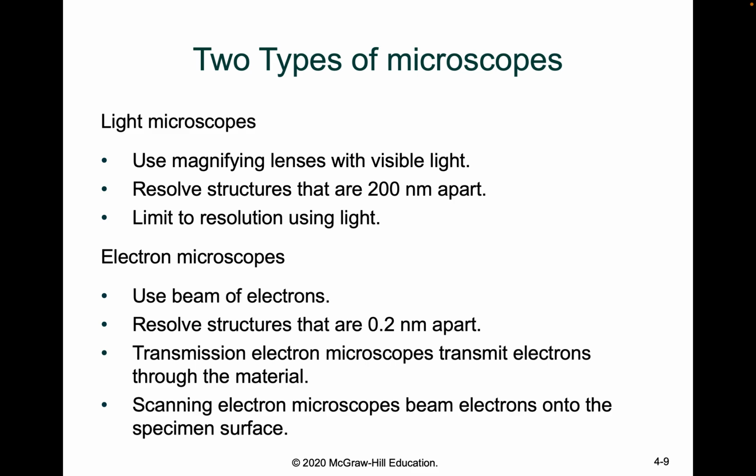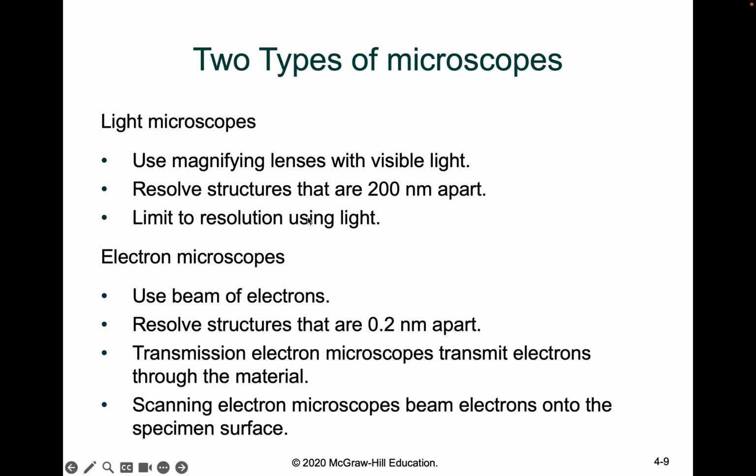You can also call them compound microscopes because they're made of two lenses. These microscopes will resolve structures that are 200 nanometers apart. So basically, any object that is 200 nanometers and above, it will be able to see, which is great because that allows us to see cells at a really high resolution.